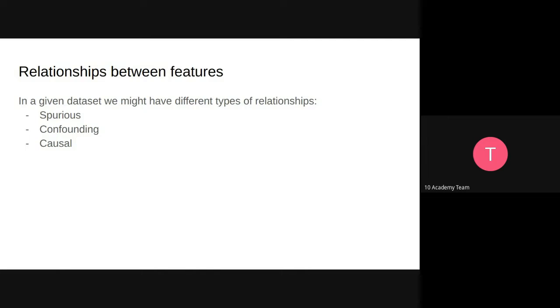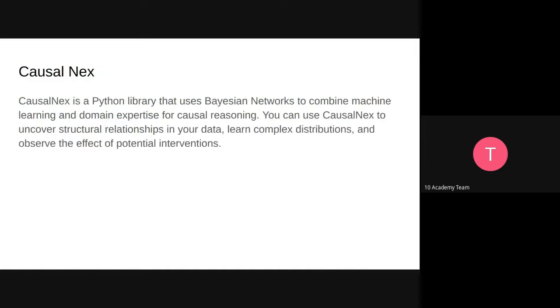And the third one in the relationships is the causal relationship. In the causal relationship, one of the features is responsible for the change in the other feature. So when studying causality, we are interested in understanding the structure of our model and finding the true cause of some specific features that we are interested in studying. One of the libraries available in Python is CausalNex. This field is still under study, and more can be done, but CausalNex did an amazing job. It's a Python library that uses Bayesian networks to combine machine learning and domain expertise for causal reasoning.